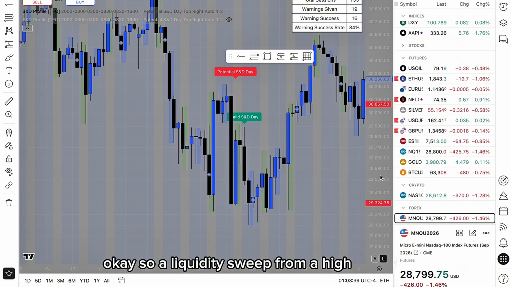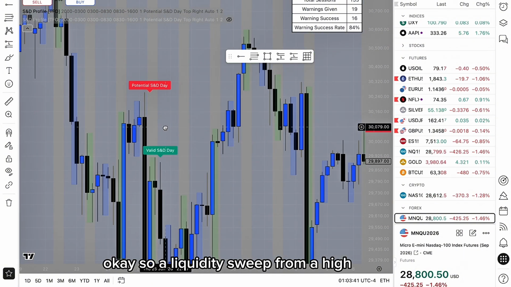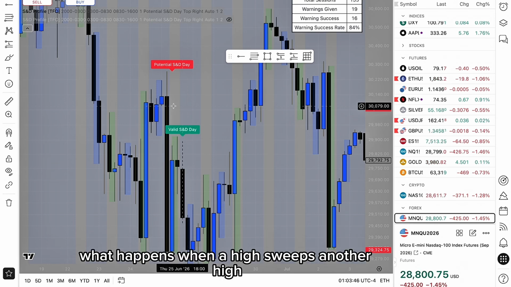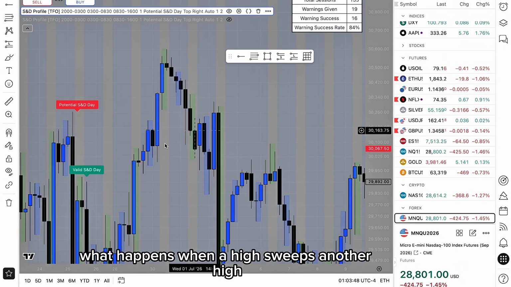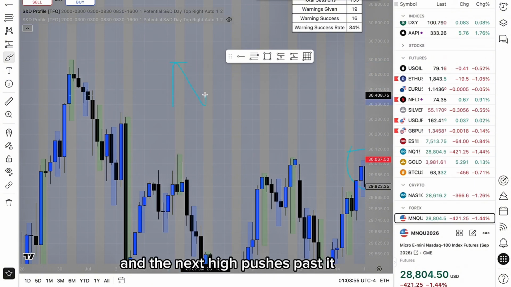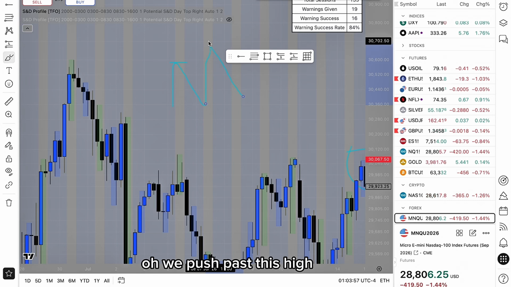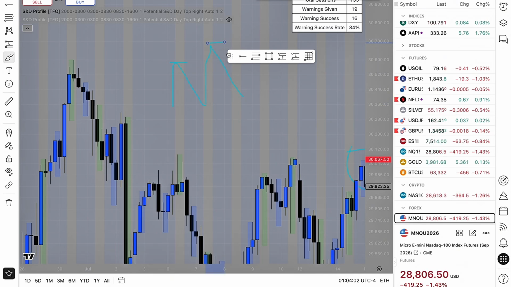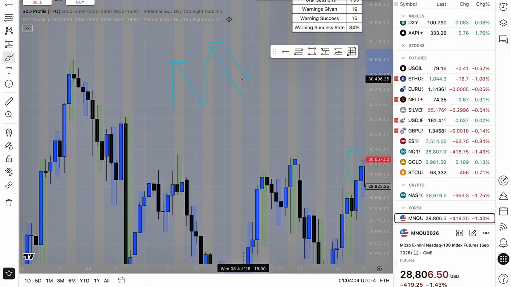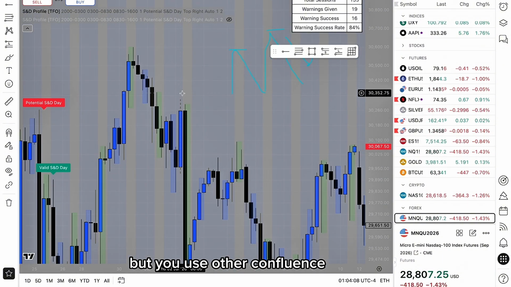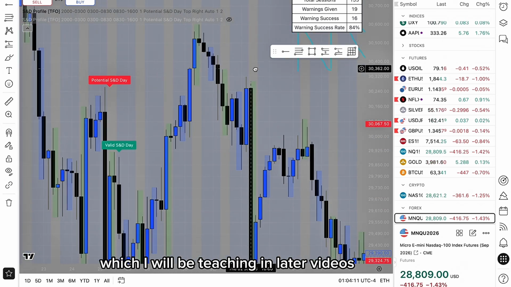Okay, so a liquidity sweep from a high: when a high sweeps another high, what happens? We have a high, this is a high right here, and the next high pushes past it. We push past this high. What happens when you push past the previous high? Guess what? The market falls. Not all the time, but you use other confluences, which I will be teaching in later videos.